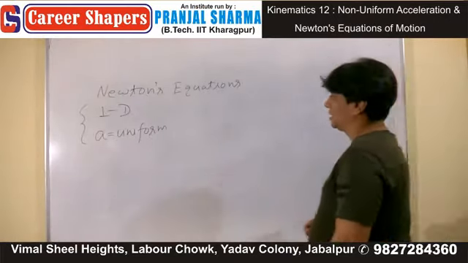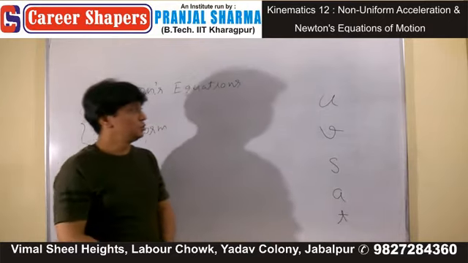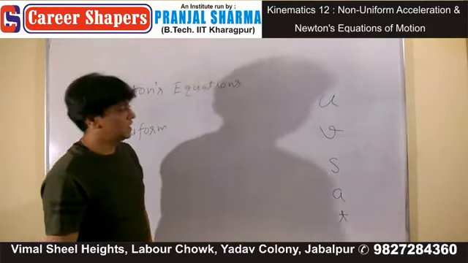Now, when you use Newton's equations, we use few things, and these are u, v, s, a, t. Everybody has seen these things, but let's define them again. Write down this. u is initial velocity, that is velocity when time is 0.